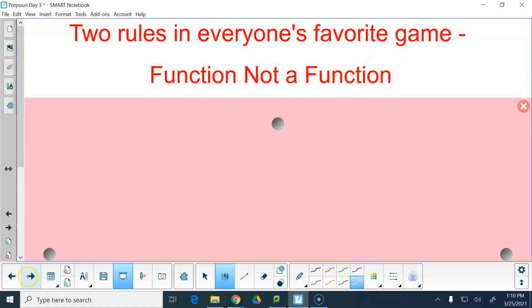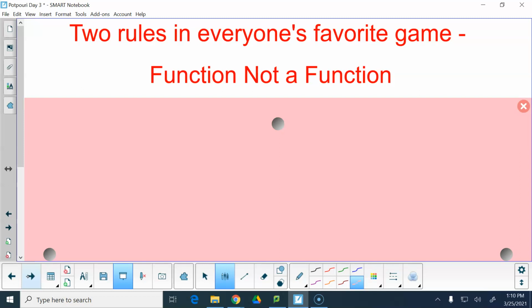Okay. So I want to play. We played this game once before. I want to play the game function, not a function. There's one rule that we've got so far in function, not a function. Anybody remember what it is? Or one test, if you will.